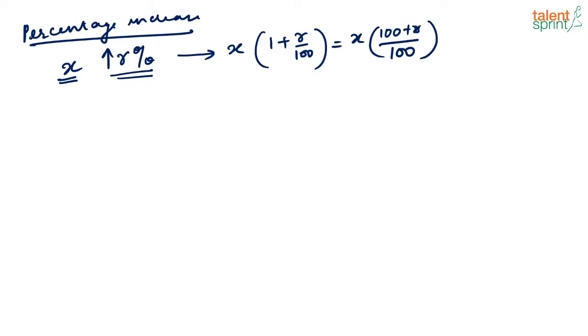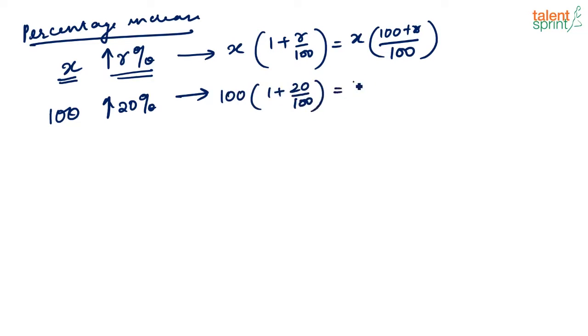For example, there is a product which is costing 100 rupees. Now the price of this product is increasing by 20%. What is the current price of the product? Just put it in this formula. It is nothing but 100 into 1 plus 20 by 100, that is equal to 100 into 120 by 100, or that is nothing but 100 into 1.2, which is equal to 120.